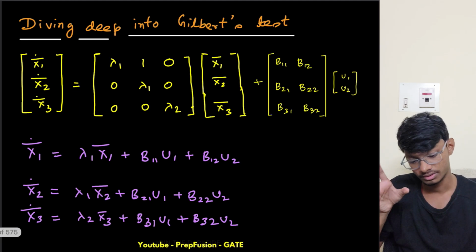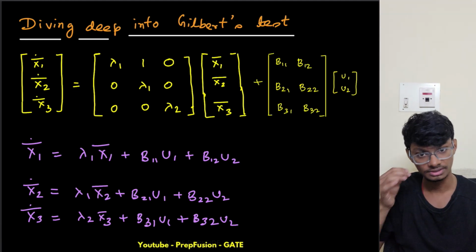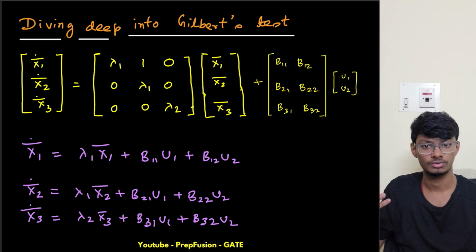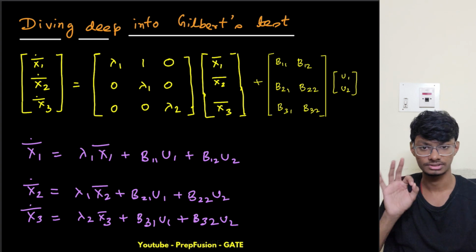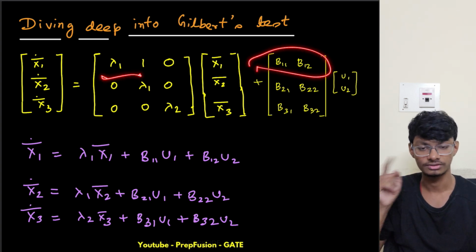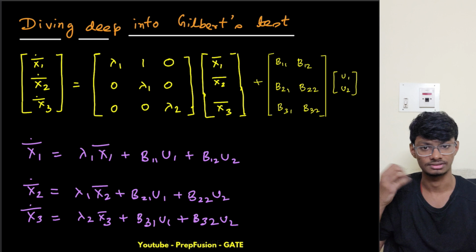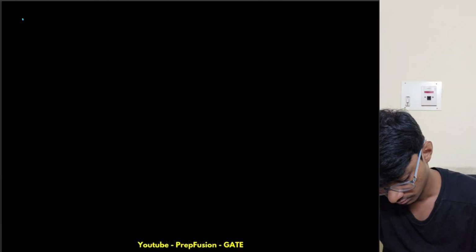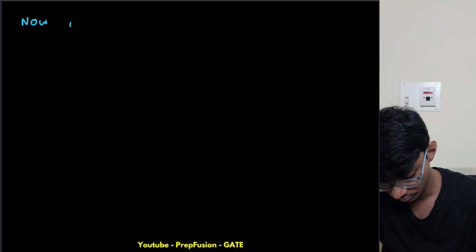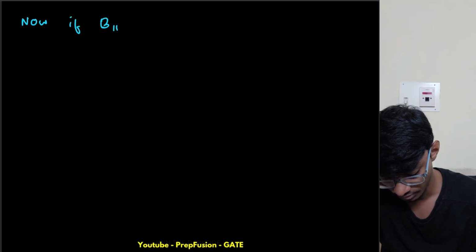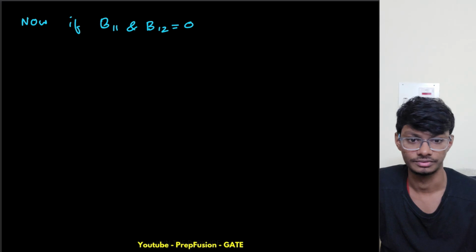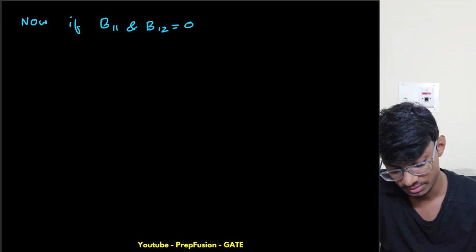Now one thing, Gilbert's test tells us about these two rows. Now what if my b11 and b12 are 0? Gilbert's test doesn't tell about this row, right? The first row corresponding to the Jordan block, it doesn't say. Let's see what happens. If b11 and b12 equal 0, then will my system become uncontrollable?